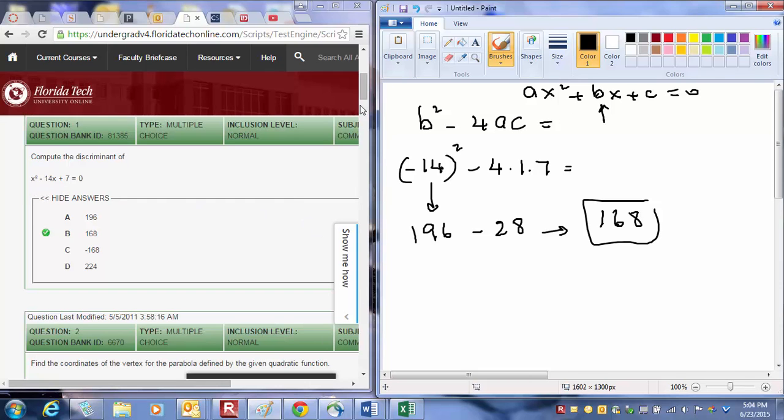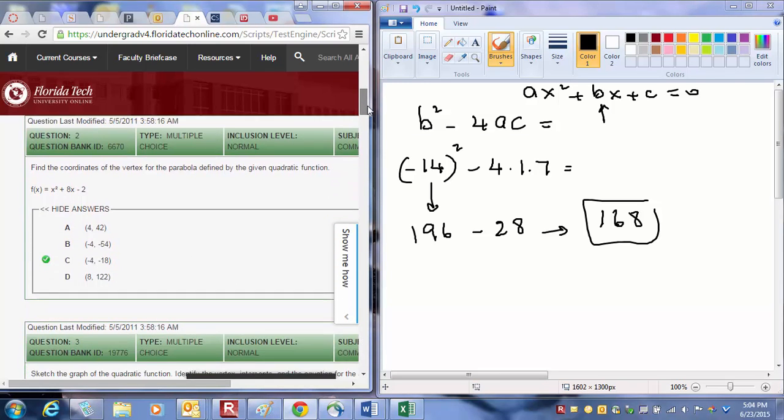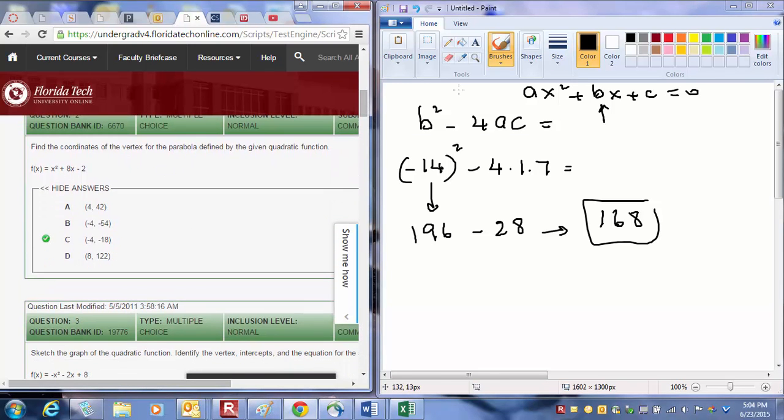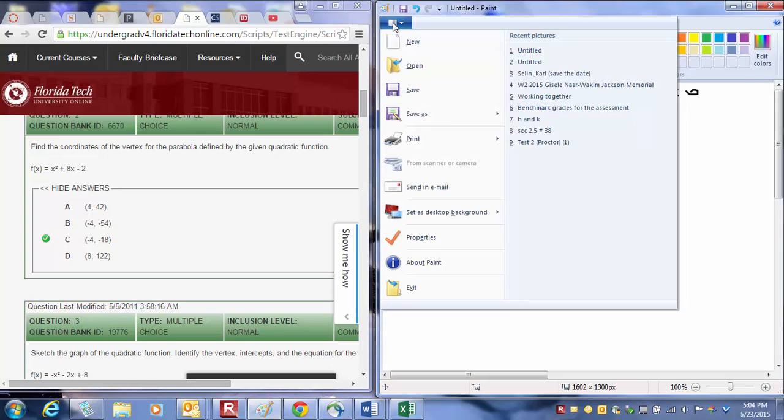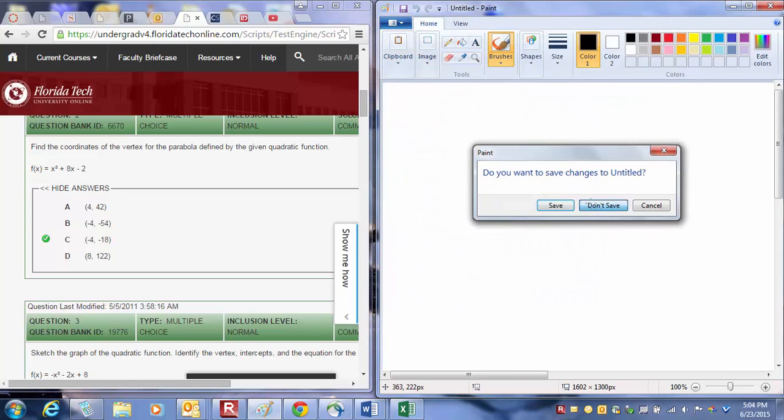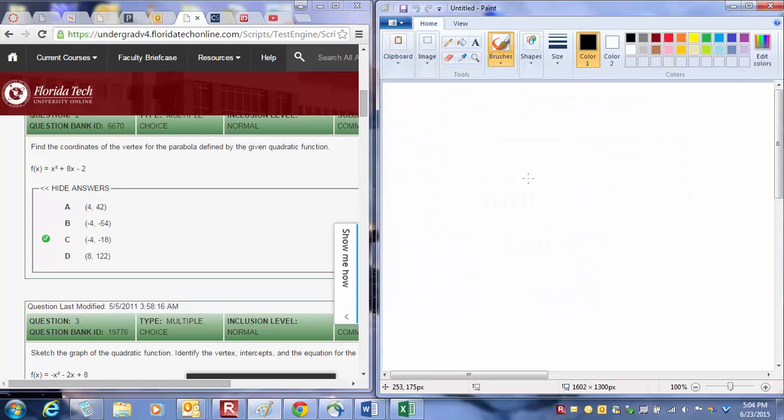The next question: find the coordinates of the vertex of the parabola. So we need to find the coordinates of the vertex of the parabola defined by the given quadratic function. So f of x is x squared plus 8x minus 2. So let's use the vertex formula. X of the vertex is equal to minus b over 2a.